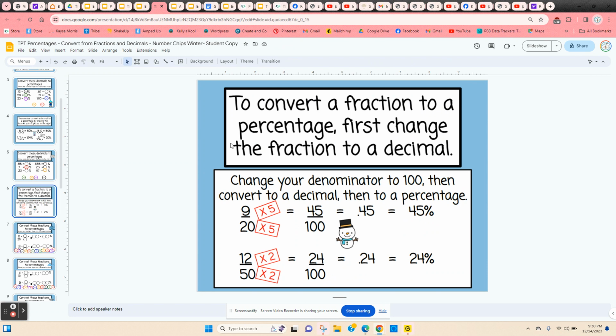Now, to convert a fraction to a percentage, we need to change the fraction to a decimal. Okay, so here we're going to change this fraction first to an equivalent fraction with 100 in the denominator by multiplying the numerator and the denominator by 5. Then we get 45 hundredths, which is 45 hundredths as a decimal, which is 45%. Now 12 fiftieths, we multiply the numerator and denominator by 2, we get 24 hundredths, or 24 hundredths as a decimal, or 24%.